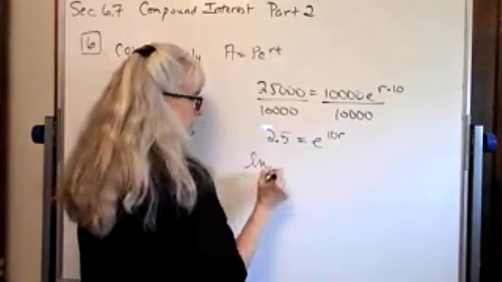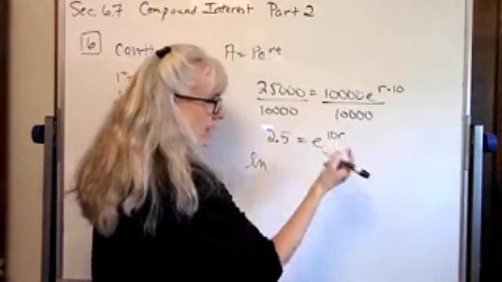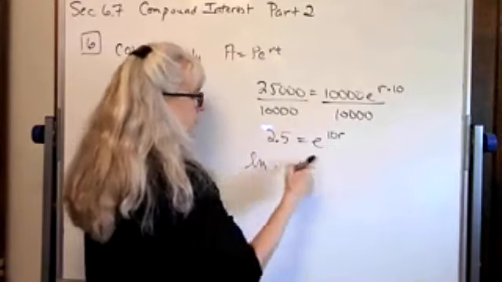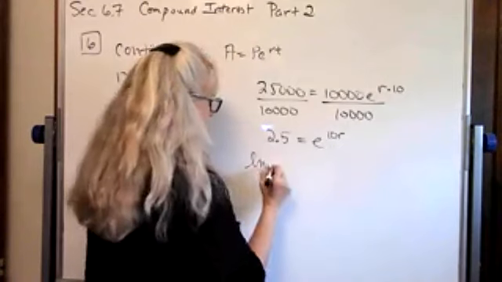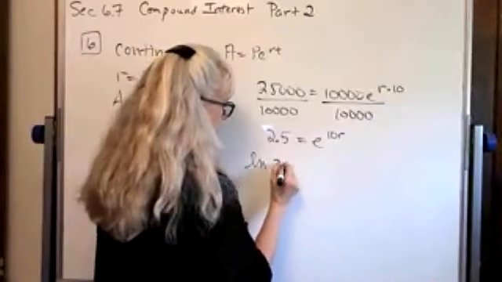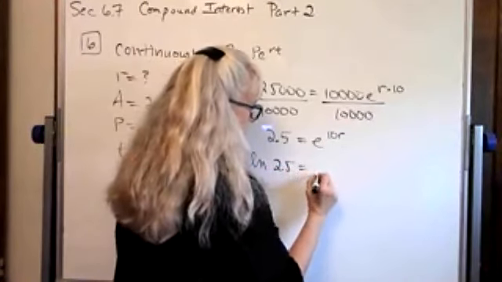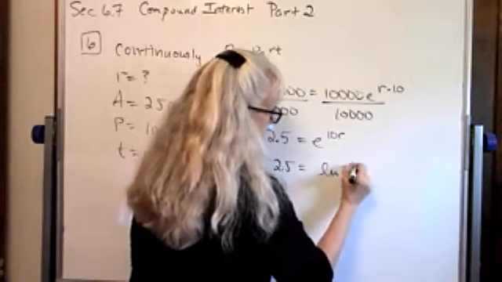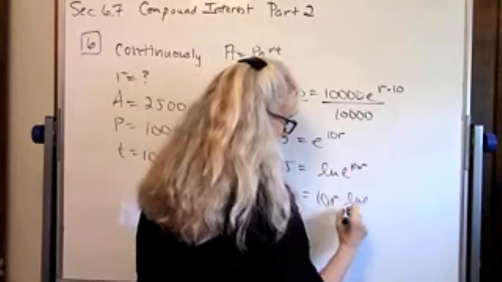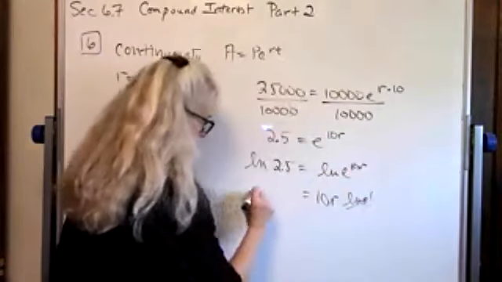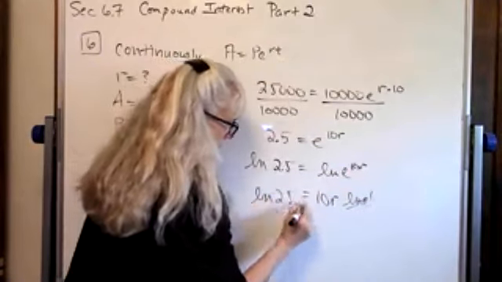Because we're using a base of e, the only way to bring the exponent down is to take a natural log, or to take a log. We use the natural log because we're using an e. So I end up with the ln of 2.5 is equal to the ln of e to the 10r. Again, that lets me move the 10r out in front. I have the natural log of the e, which is 1. And we'll divide out the 10.